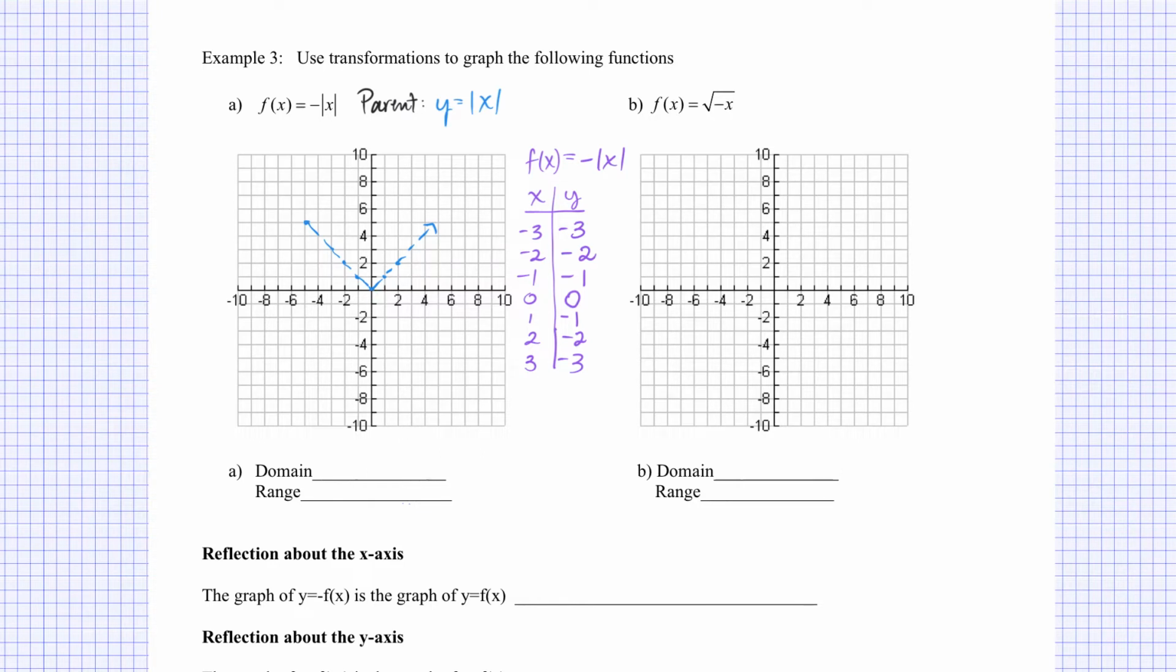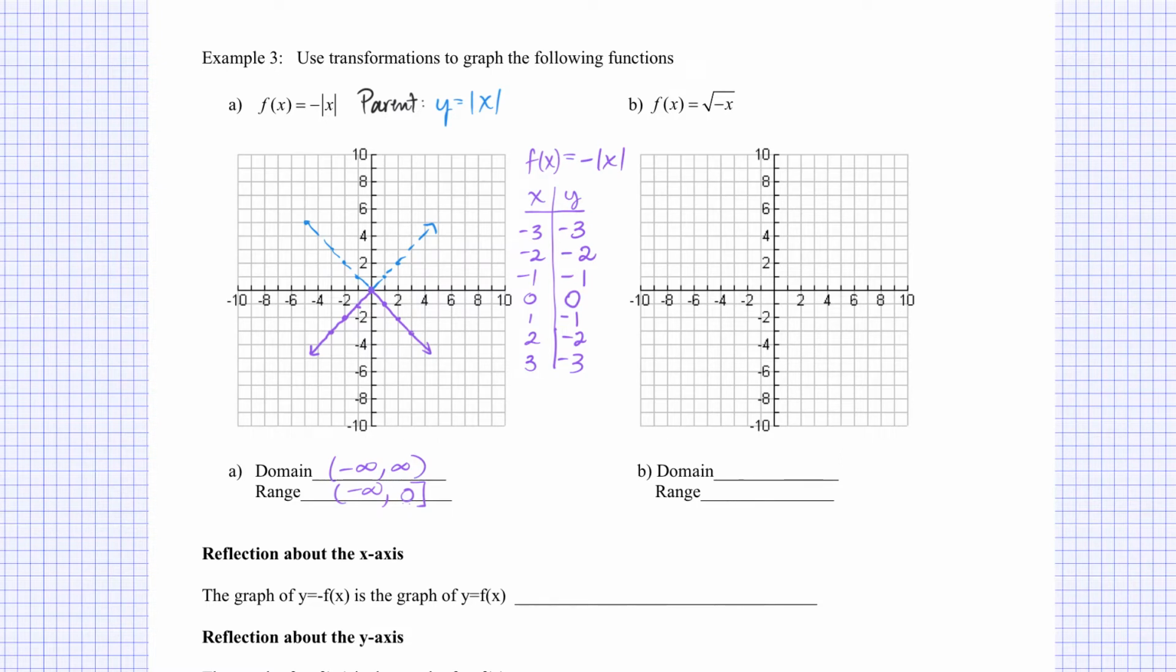So if we plot these points, we're going to see exactly what happens to our parent function. It's going to be reflected over, or about, the x-axis, right? So the domain remained unchanged, negative infinity to positive infinity, but now the range, instead of being from 0 to positive infinity, is from negative infinity to 0, because it was reflected over the x-axis. Now let's look at the second example.